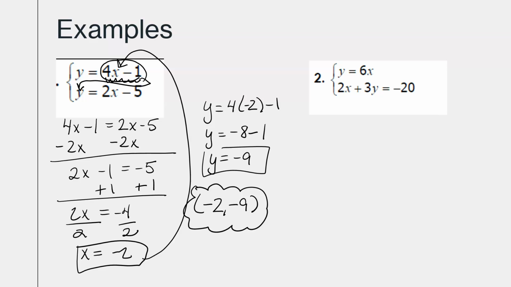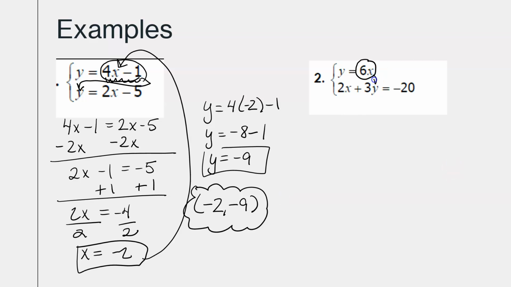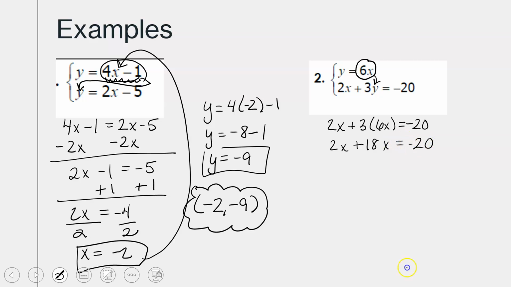Okay, let's look at another one. Luckily, we already have y isolated, so we're going to take that 6x, and plug it in for y into the other equation. So now we have 2x plus 3, instead of the y, I'm going to put in a 6x equals negative 20. So I have 2x plus 18x equals negative 20.